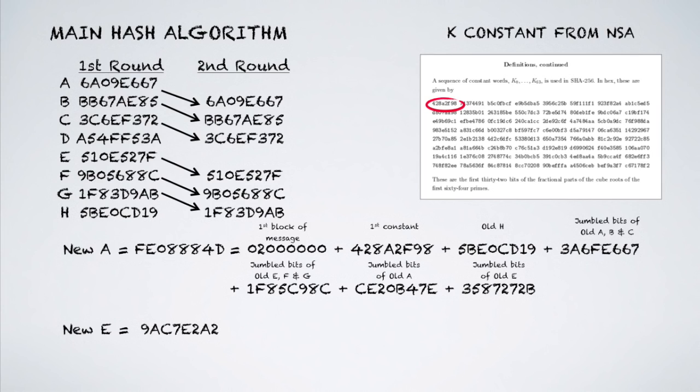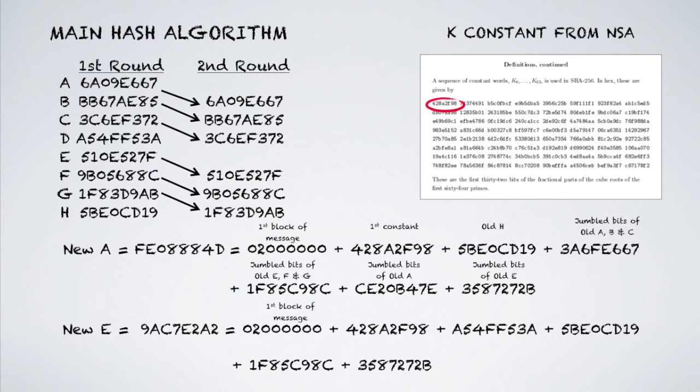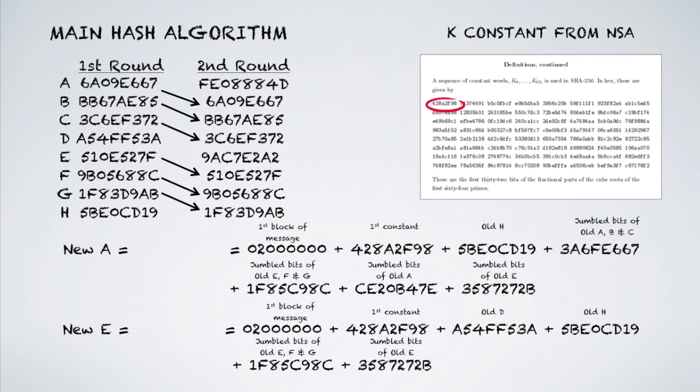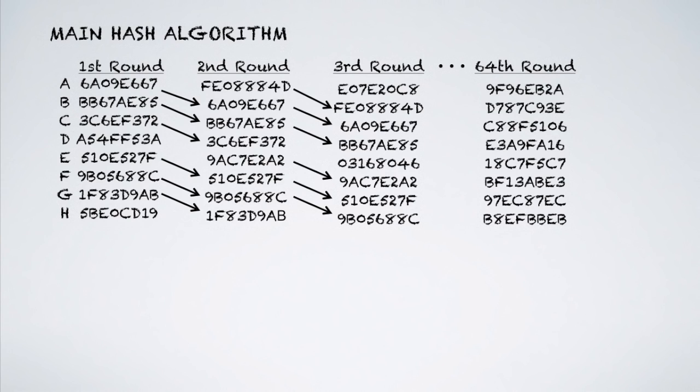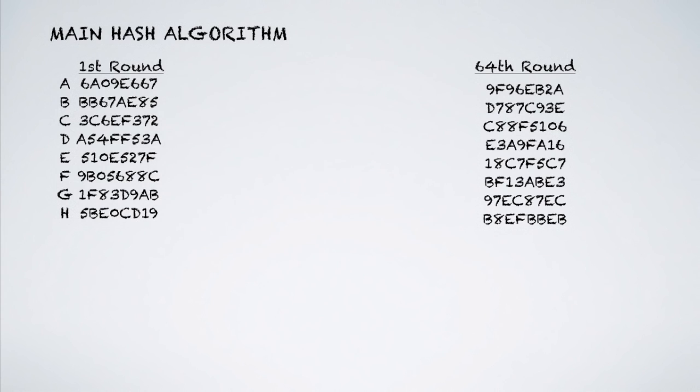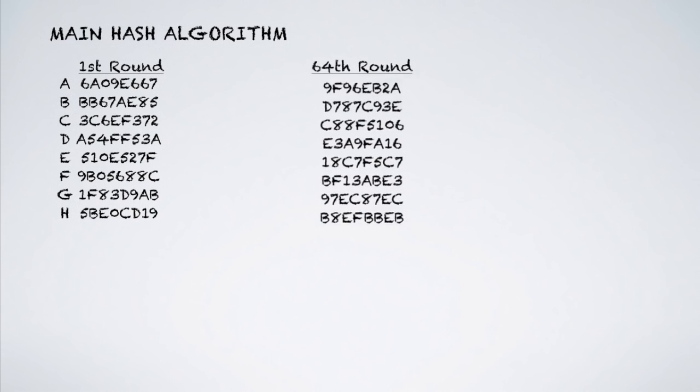Now for new E, that's equal to the sum of W from above, K from above, old D, old H, the choose figure, and jumbled bits of old E. We now have a new value for A through H. This process is then repeated another 63 times to produce a final value for A through H. And then finally, the output from this round is produced by adding the final values of A through H to the original values of A through H.